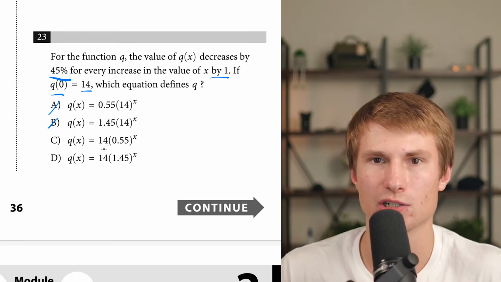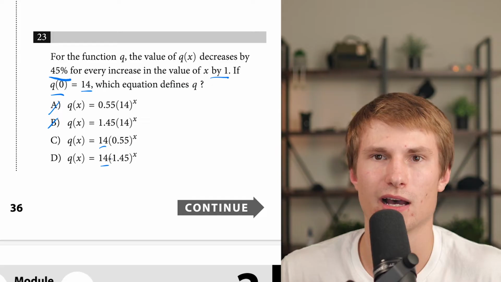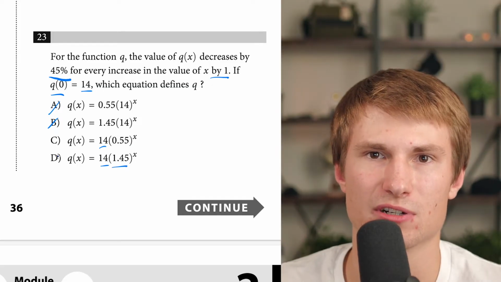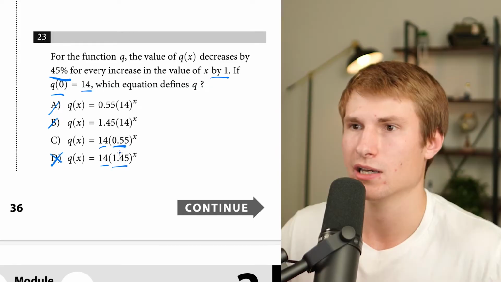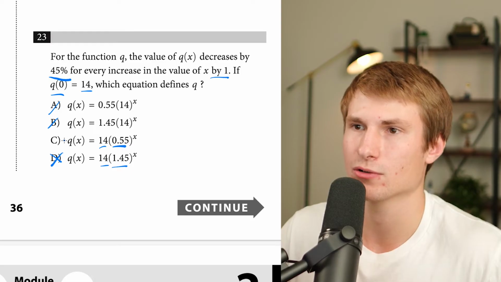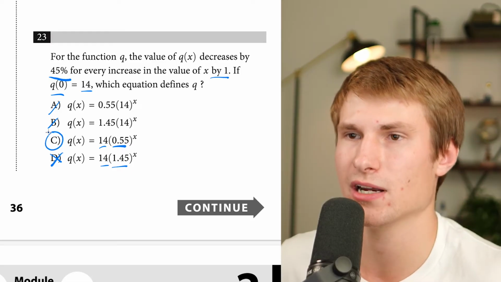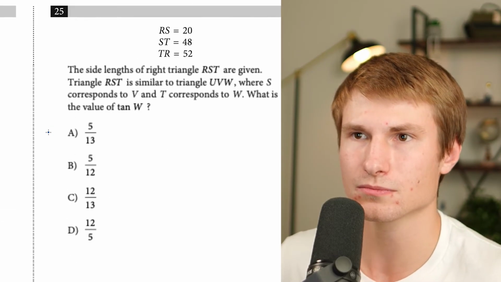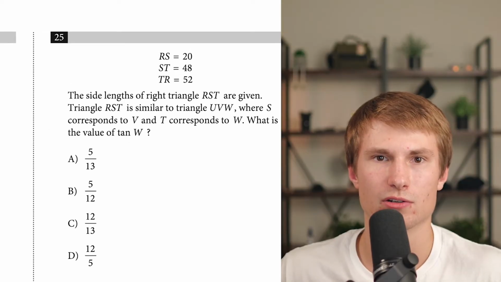Okay, so our initial value is 14, so c and d look good for that. D would be increasing. We know we're decreasing by 45%. Okay, decreasing by 45% means our growth factor would be 0.55, so c would be our answer there. We can go ahead and move on to 24 now. Okay, moving on to 24.